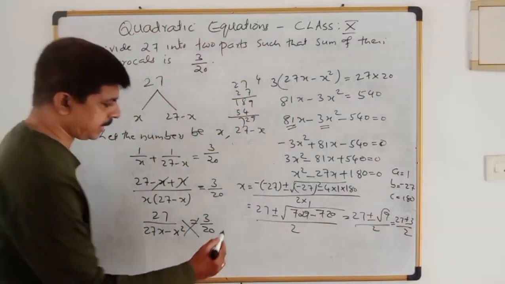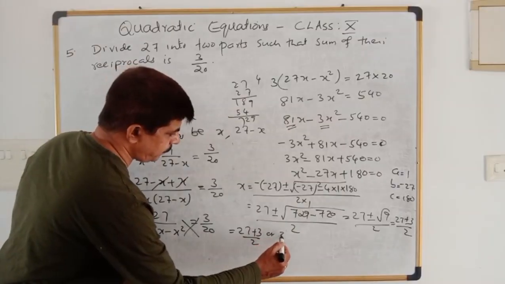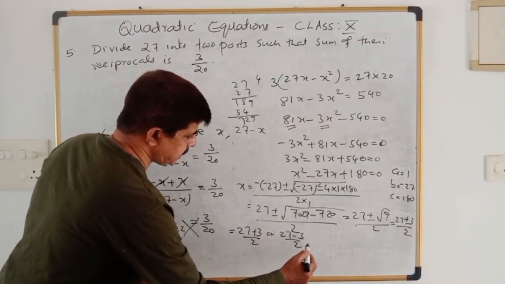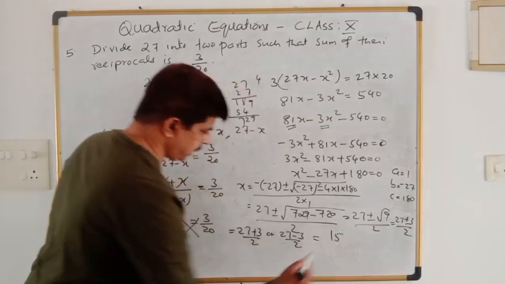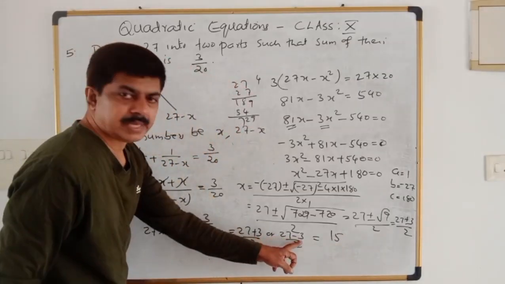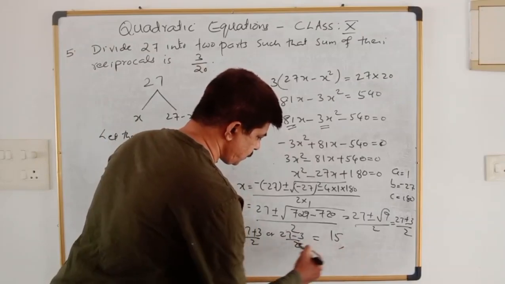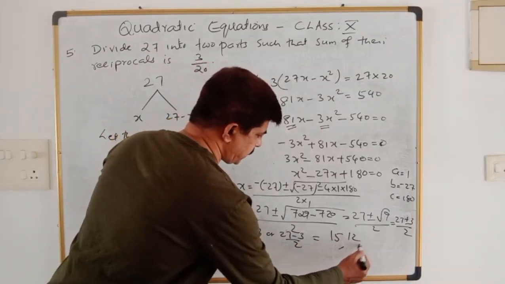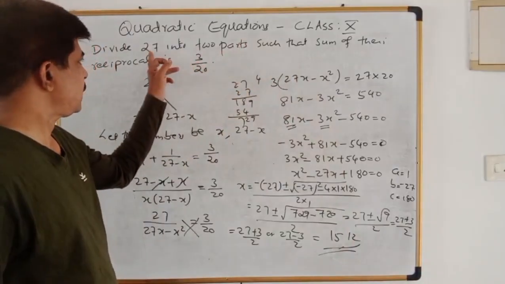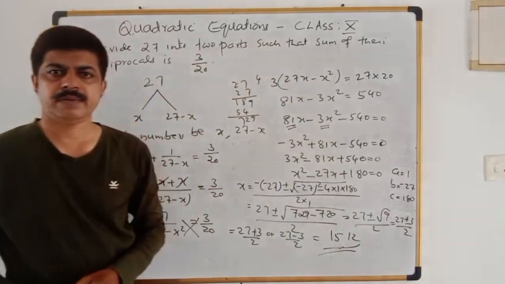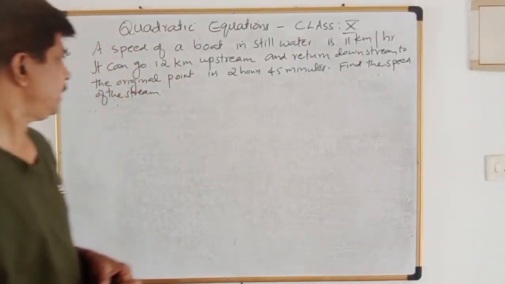So the numbers we are getting are 27 plus 3 by 2 or 27 minus 3 by 2. So 27 plus 3 is 30, 30 by 2 means 15. 27 minus 3 we have 24, 24 by 2 is 12. So these are the two numbers. We know that 15 and 12 sum is equal to 27. Is it clear? Okay, let us take a look at the sixth question.